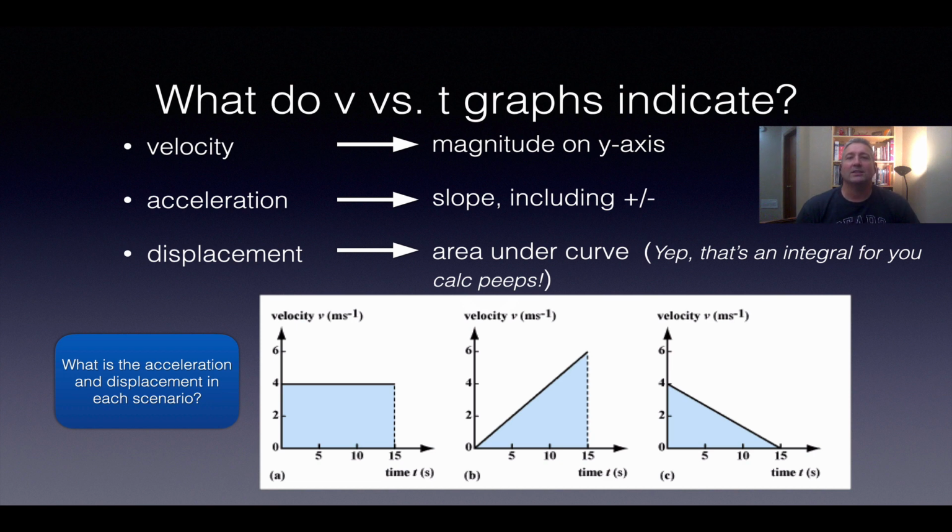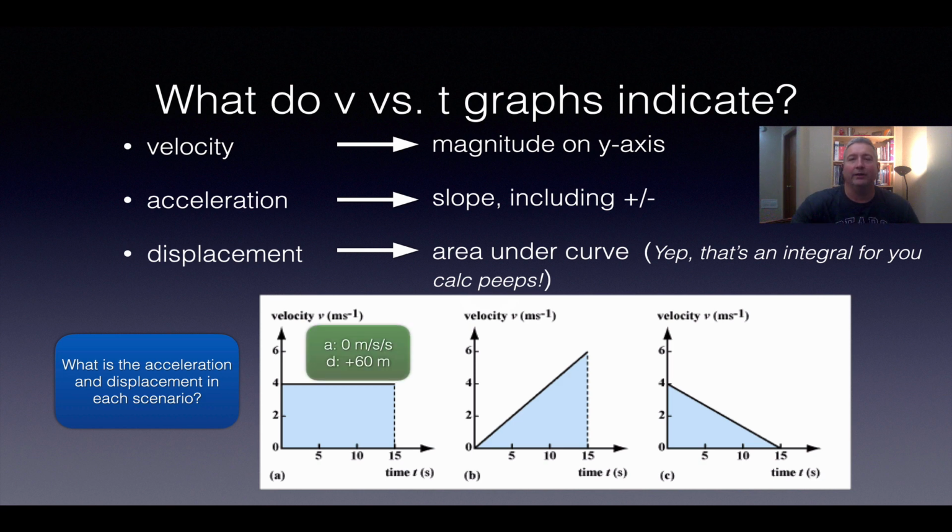So if we look at each of these scenarios, we can talk about each of them. The acceleration on the first one is 0 because our slope is 0. So it's maintaining constant velocity. If it's going at 4 meters per second for 15 seconds, that means it's gone 60 meters. And that's the area of that rectangle. 15 seconds times 4 meters per second is 60 meters. And the area of that rectangle is 60.